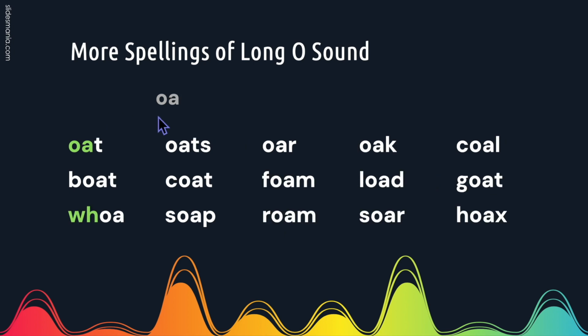The long O sound can also be spelled with OA, like in the word oat, oats, oak, coal, boat, coat, foam, load, goat. WH says W in most states. Woe, soap, roam, soar, hoax.